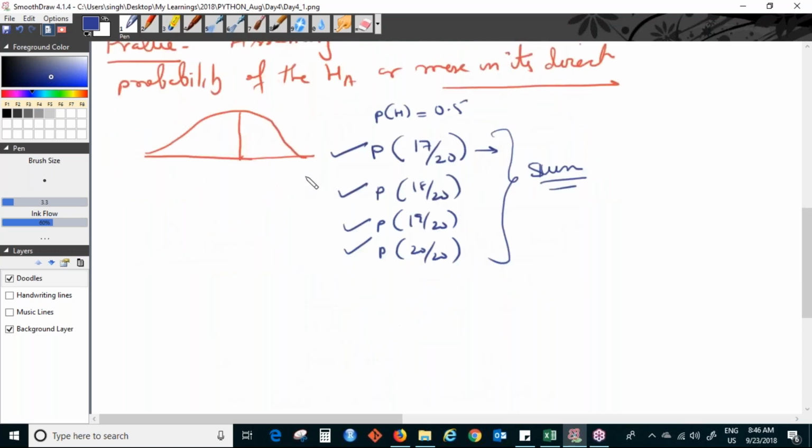Now, what do you do after calculating the p-value? What does the p-value mean? The p-value means that assuming the null to be true, what is the probability of seeing a result like the alternative or more in its direction? If that probability is very small, we reject the null hypothesis. You can remember that by this small poem: p low, null go, which means reject. P high, null fly, which means you accept.